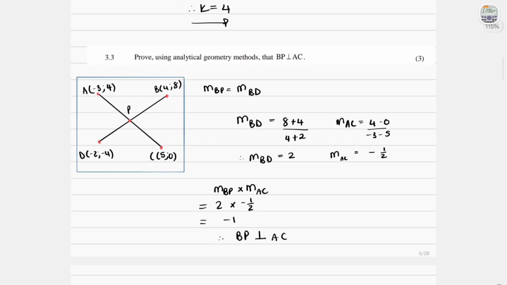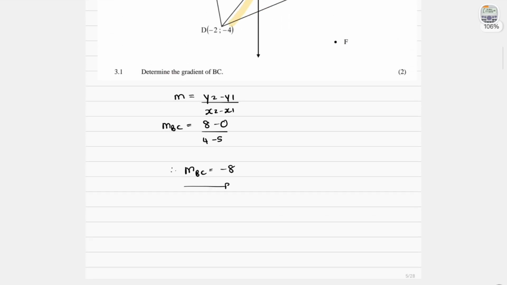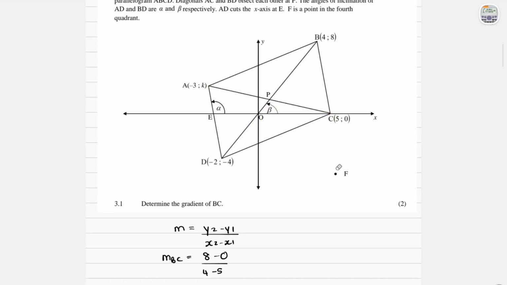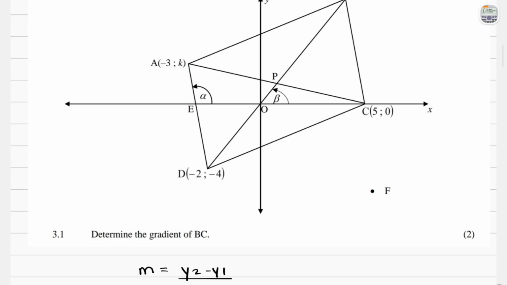Moving on to the next question. Question 3.4 says, calculate the coordinates of F if ACFD is a parallelogram. Okay, so let's look at that. So we need to find this if this is a parallelogram. So let's connect these. So it's going to go from A to C to F to D.